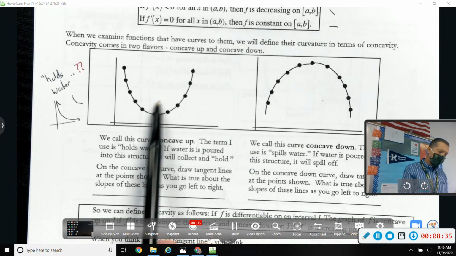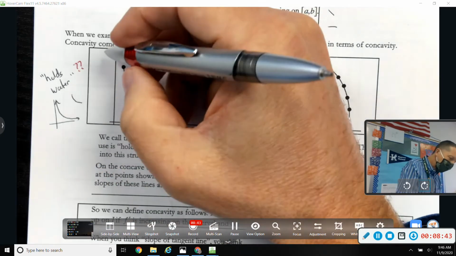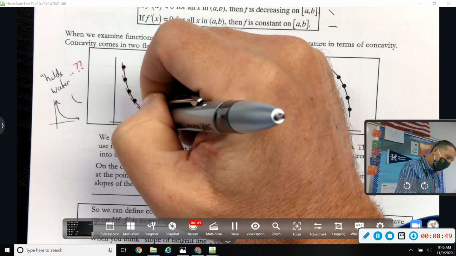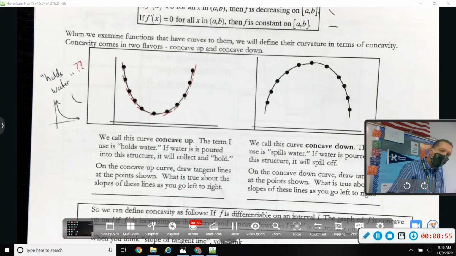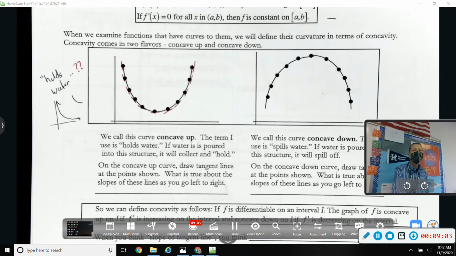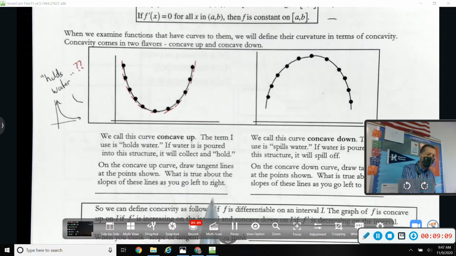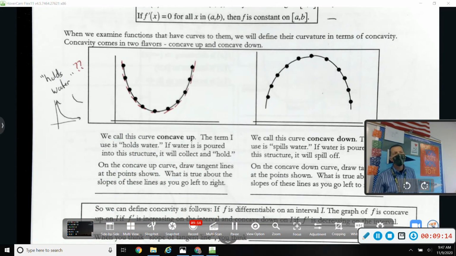On the concave up curve, draw tangent lines, or line segments would be a better way to say it, otherwise you're going to have lines everywhere, at the points shown. So just little line segment pieces, little slope pieces there. As we move from left to right, what's happening to the slopes? All those little slope pieces, what's happening to the slopes as we move left to right?